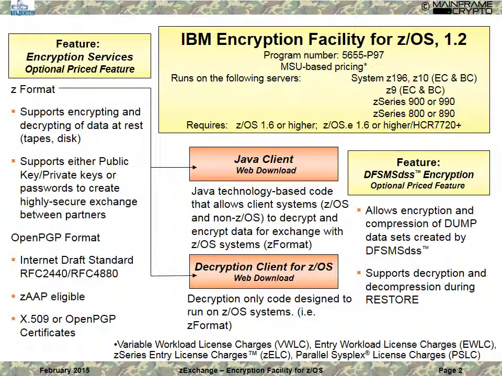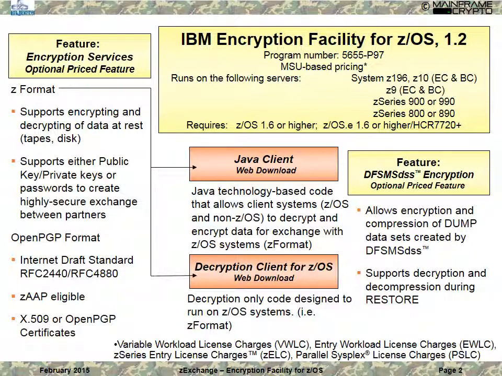Along with providing the program product, IBM also provided a couple of web downloads, no-cost utilities, so that you could share data with your partners even if they weren't licensed for the Encryption Facility. So there in the middle, you have the Java client. Basically, if you were licensed for the program product, the Encryption Facility, you could create an encrypted file and send it to your partner who might not be running z/OS, or even if they were running z/OS, they might not be licensed for the Encryption Facility product. They could read your file using this Java client.